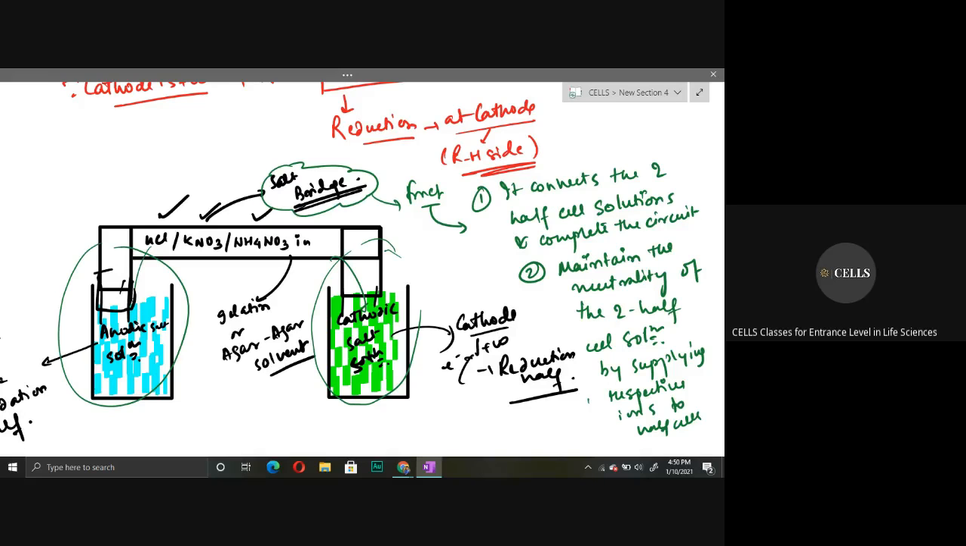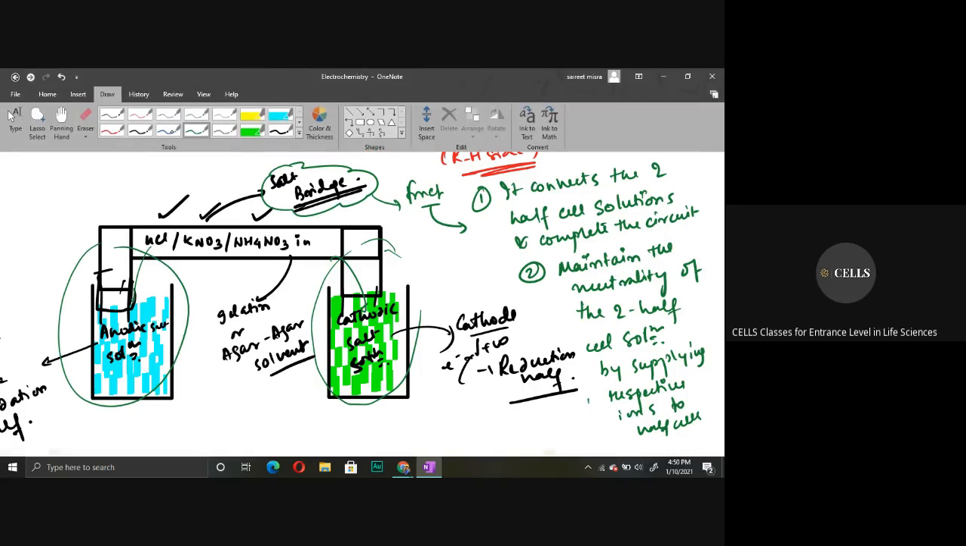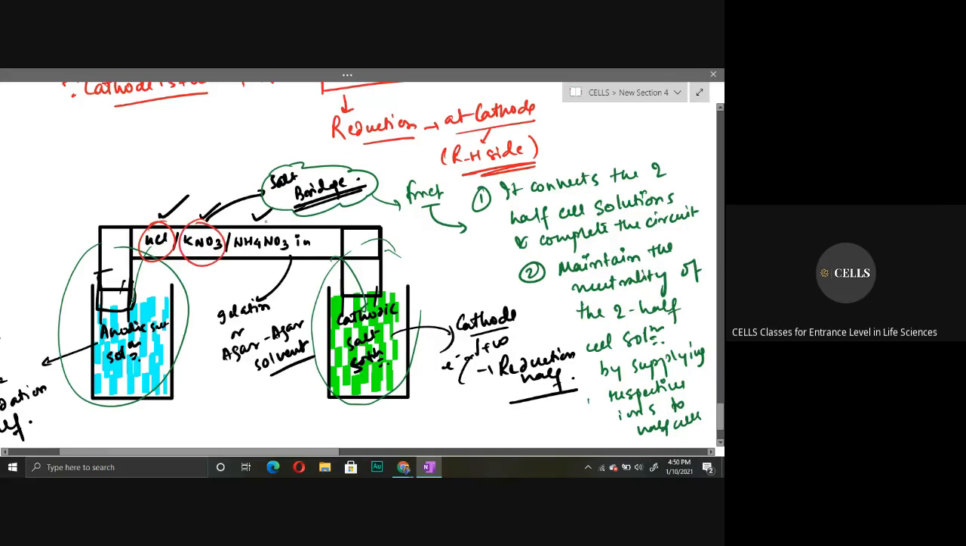And why are these three salts selected? Why KCl? Why KNO3? And why NH4NO3? Why these three salts?